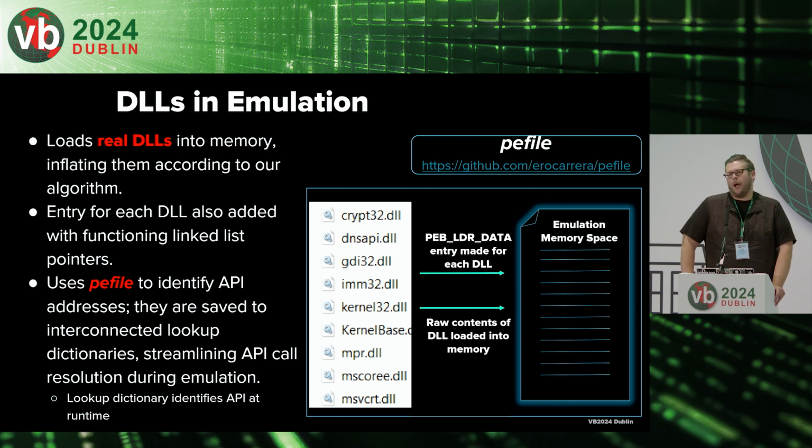We'll then use the PE file library to go in there and obtain the runtime address of each of these Windows API functions and then put them into interconnected dictionaries so that if the shellcode tries to go to a particular address, we can just look it up and see what it is. Of course, you might say, well, what about ASLR? Well, this is emulation, so we can simply ignore that aspect of it.